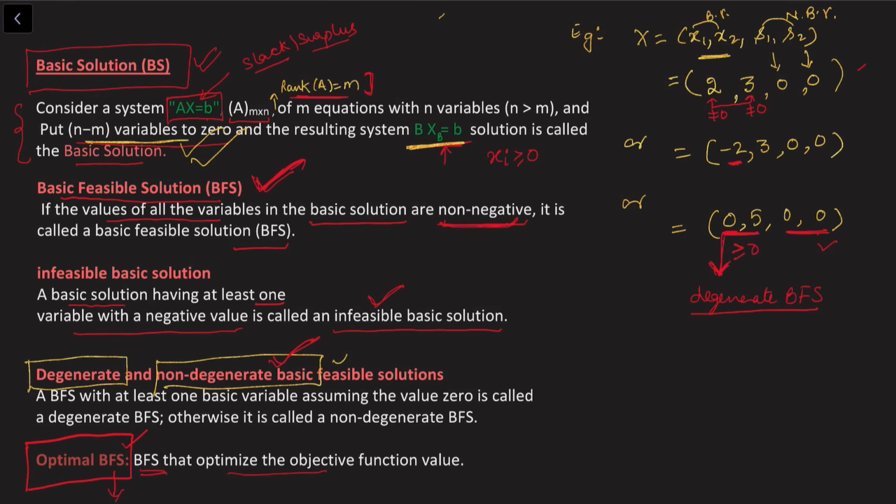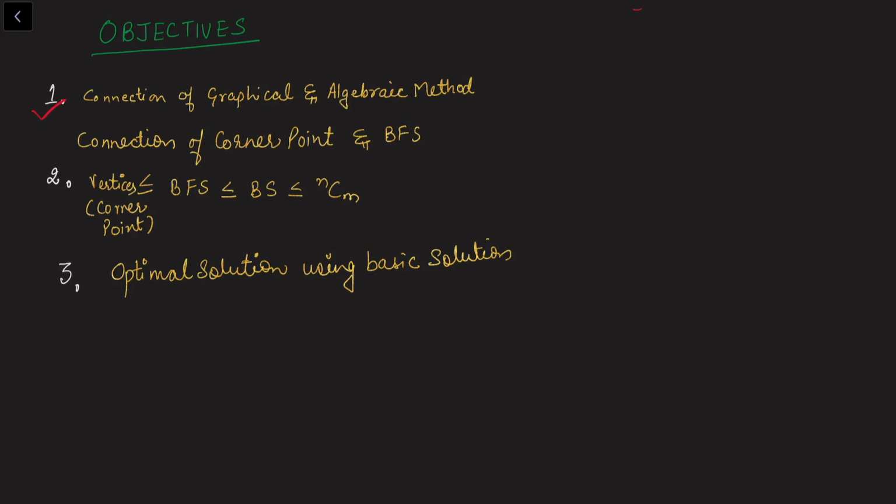And because we are talking feasible, so feasible means we have to always keep in consideration the non-negative restrictions. So now my objective is to give you the connection of graphical and algebraic method, or I may say connection of corner point and basic feasible solution. Corner point that we have found from the graphical method while solving the question with the graphs, and BFS we just have defined. And second, I want to verify this inequality, that vertices or the corner point are always less than or equal to BFS, always less than or equal to basic solution, and it is always less than or equal to NCM. What is this NCM?